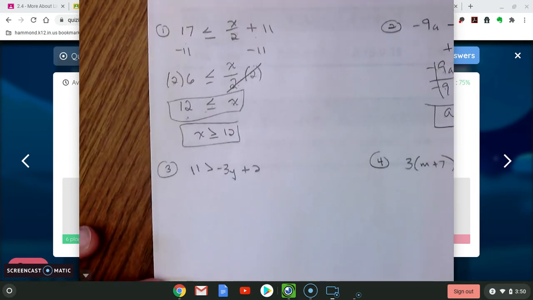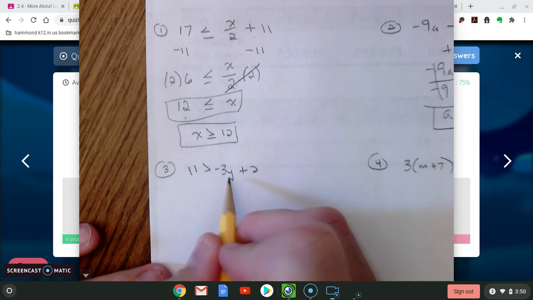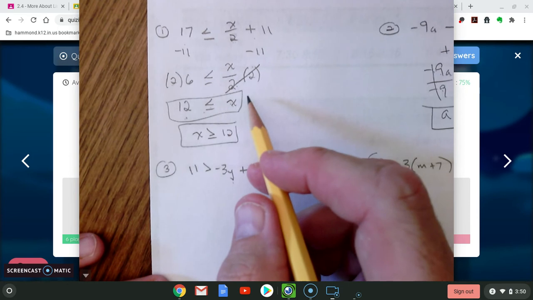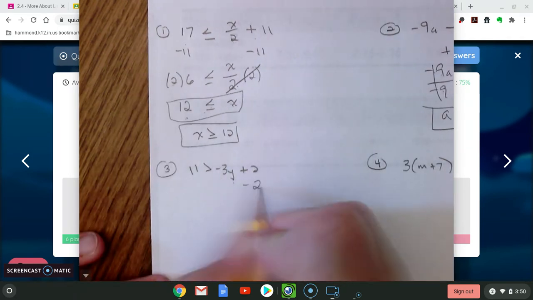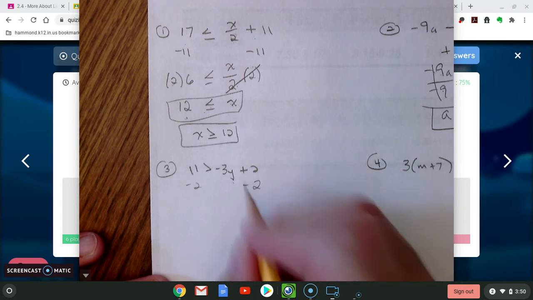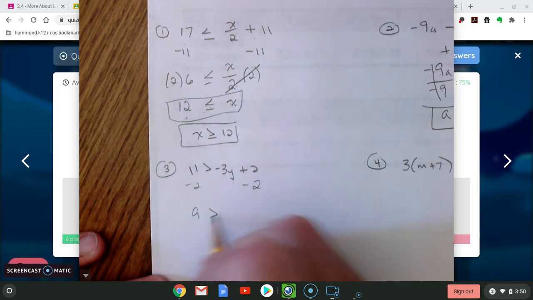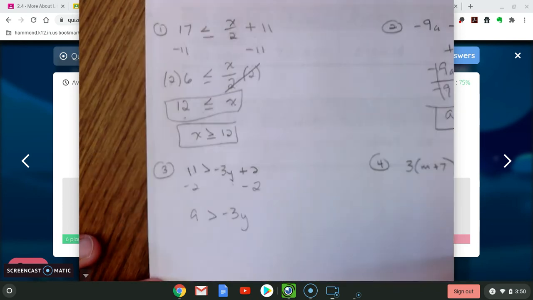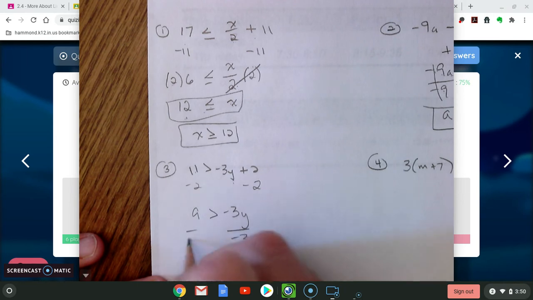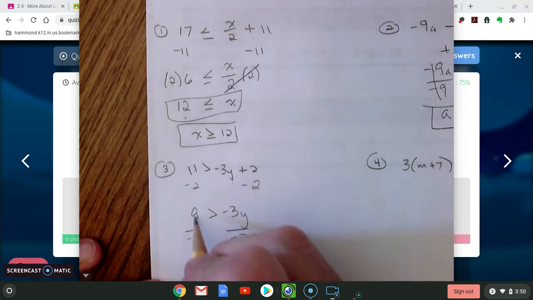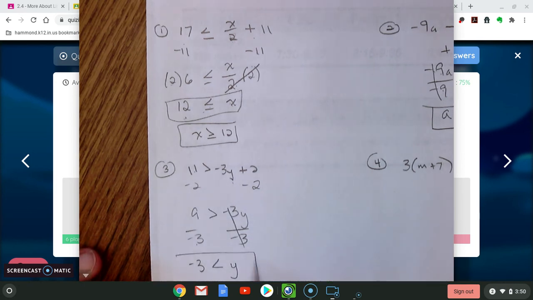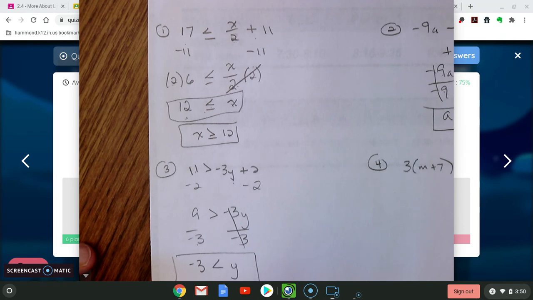So let's look at another. 11 is greater than negative 3y plus 2. So you can see we've got a similar situation to what we had in our number 1. Our variable's on the right side. So we'll deal with that towards the end. First, though, I'm going to isolate my variable term, subtract 2 from both sides. 11 minus 2 is 9. And so now this is kind of a combination of these two examples, right? Divide by negative 3, divide by negative 3. So I can see that my sign is going to flip. So you could say negative 3 is less than y, or y is greater than negative 3. Either one of those is legit.